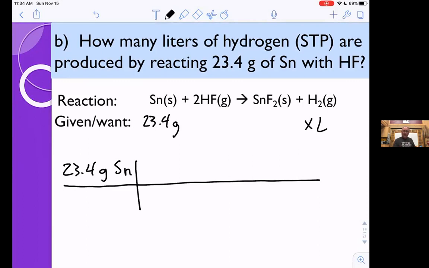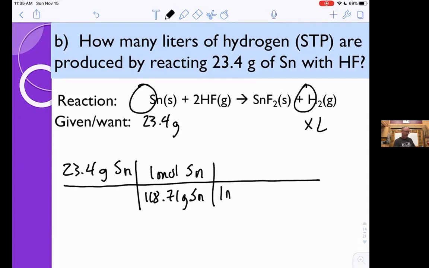Okay, so hopefully you have an answer. I took my 23.4 grams of tin using the molar mass off the periodic table for tin, or the atomic mass. I did 118.71 grams of tin is 1 mole. From my balanced equation, there is a 1 in front of tin and a 1 in front of the hydrogen. So my mole ratio is 1 to 1. So 1 mole of tin for every 1 mole of hydrogen gas.